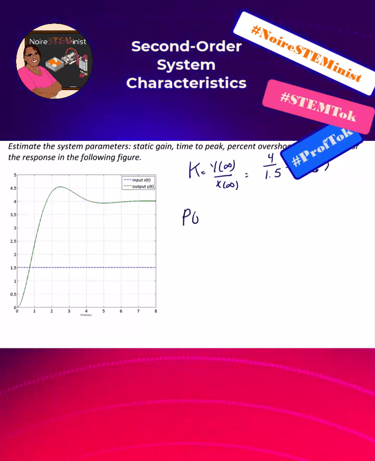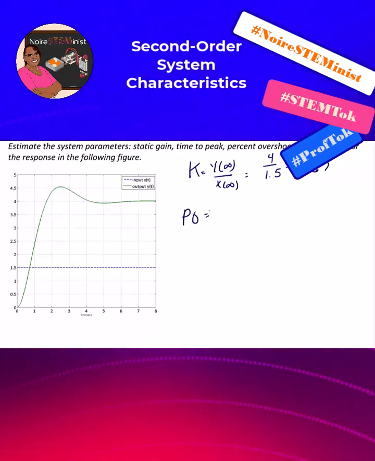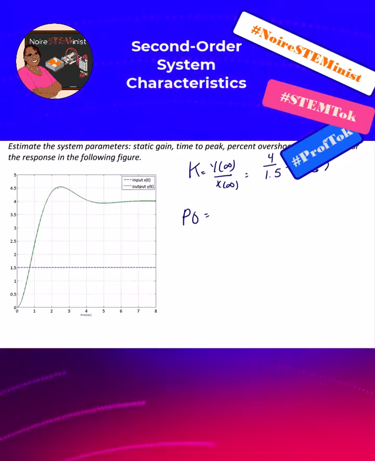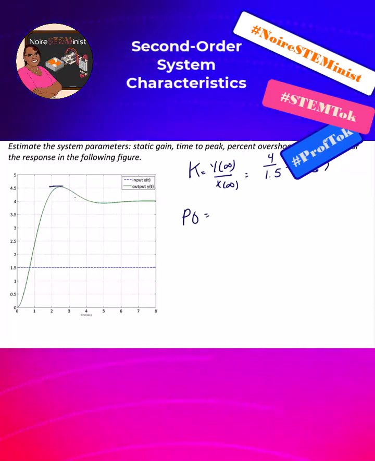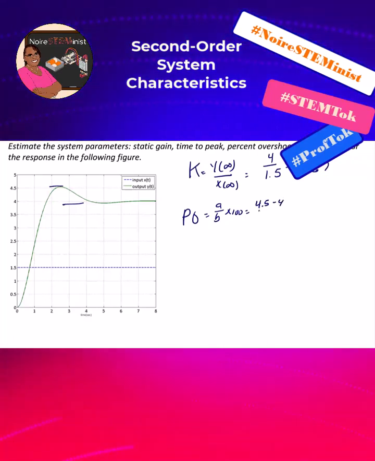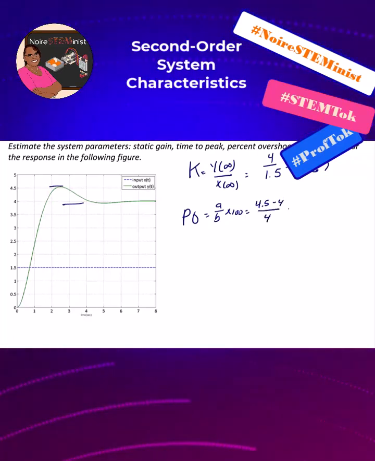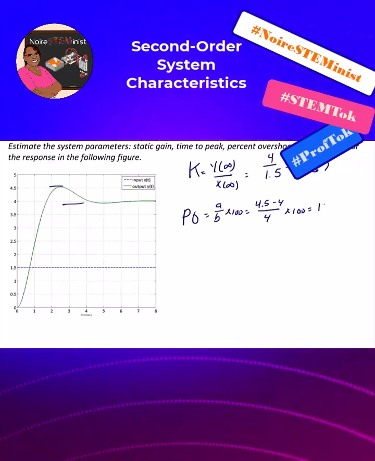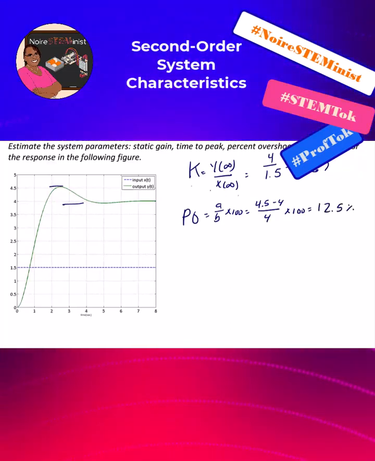The percent overshoot is equal to the maximum value divided by the steady state value. So in this case, the peak happens at 4.5 and the steady state value is 4. So the A over B times 100 that we had before is going to be 4.5 minus 4 divided by 4 times 100. So the percent overshoot is 12.5%.